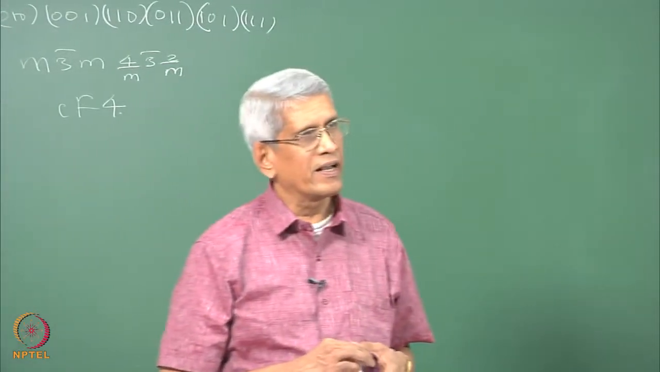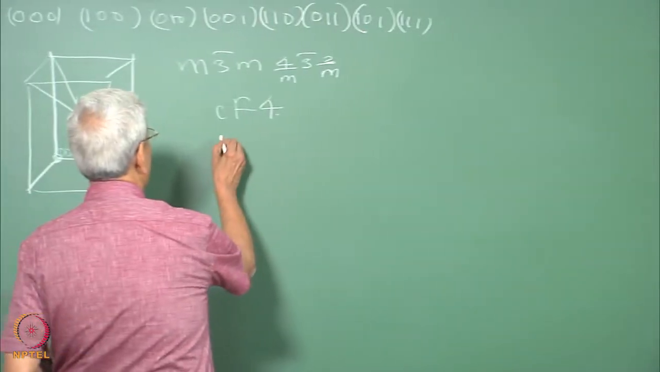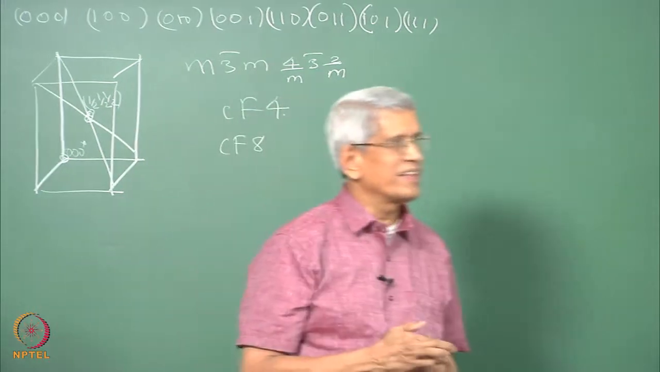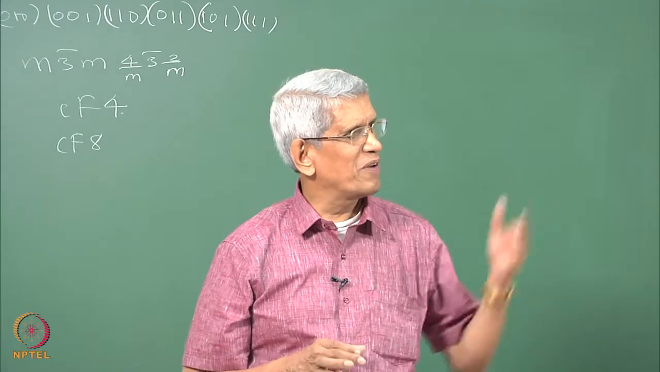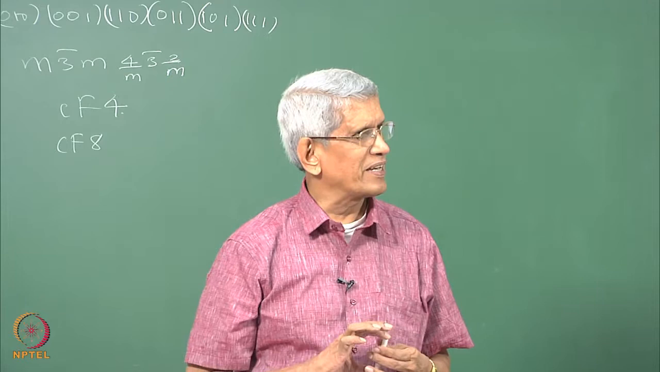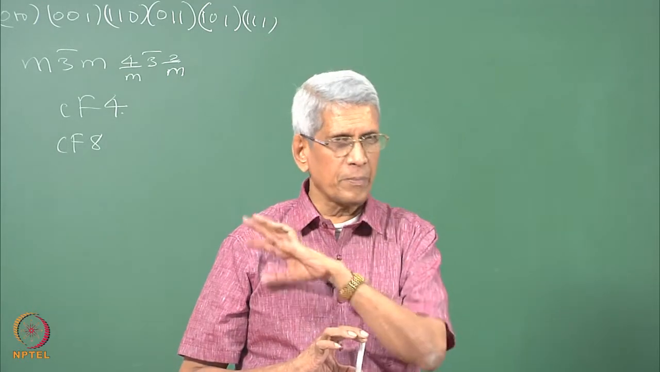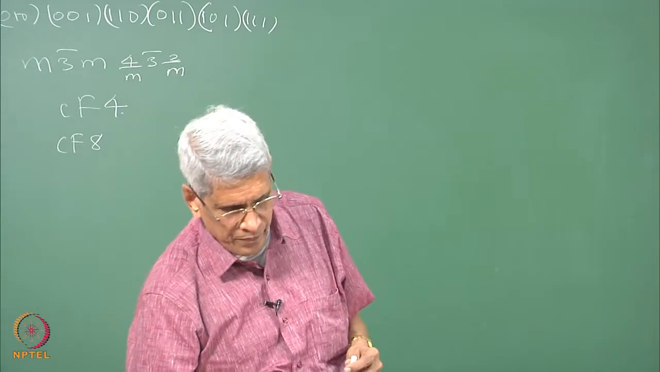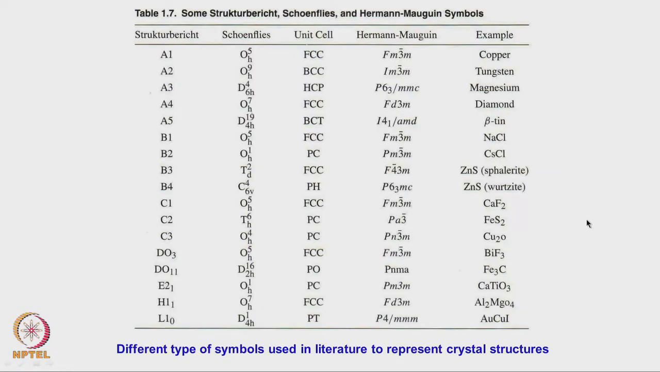Suppose it is diamond. It is cF, it will be cF8. There are going to be 8 positions where a motif, an atom or a molecule, is going to be kept. This is how this representation works. Is this clear? This is the way it is represented in many books. That is what is essentially given in this table also.